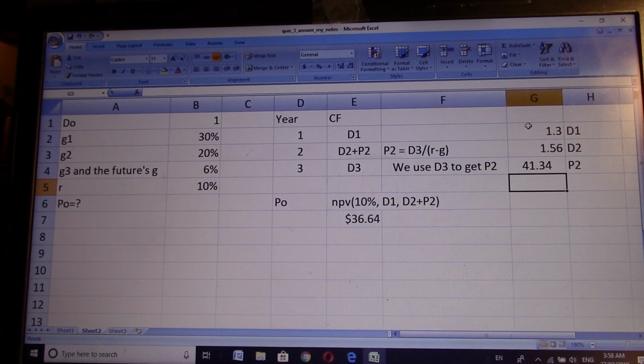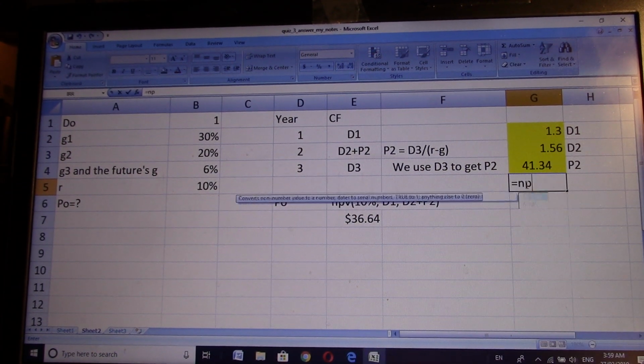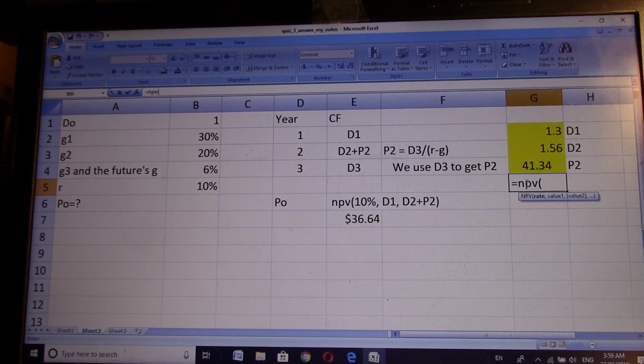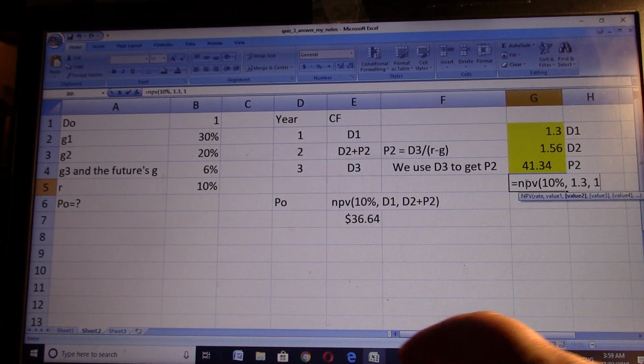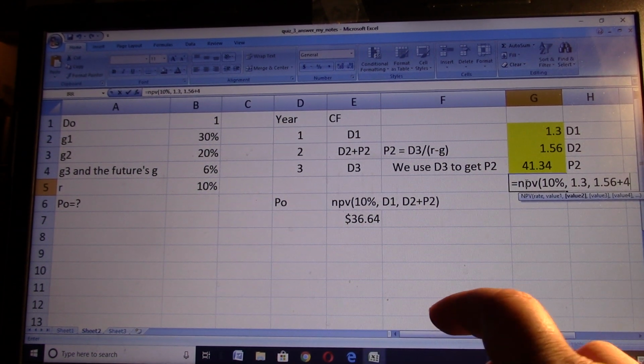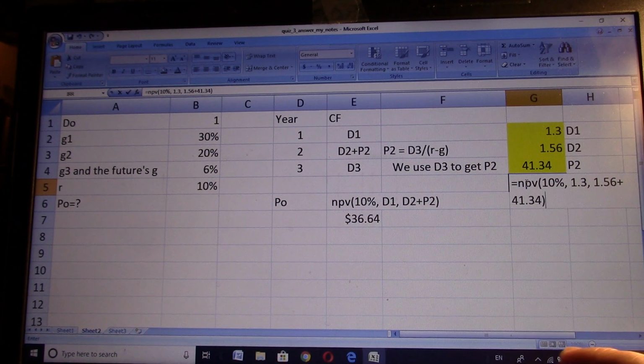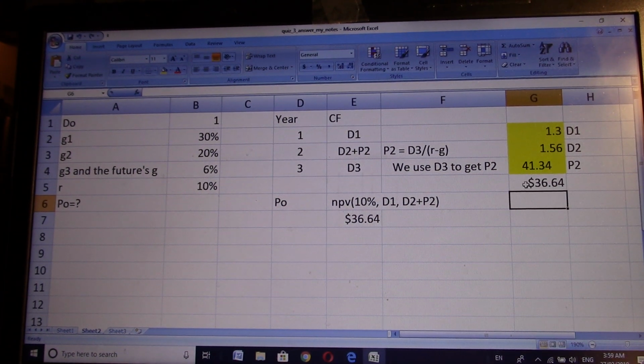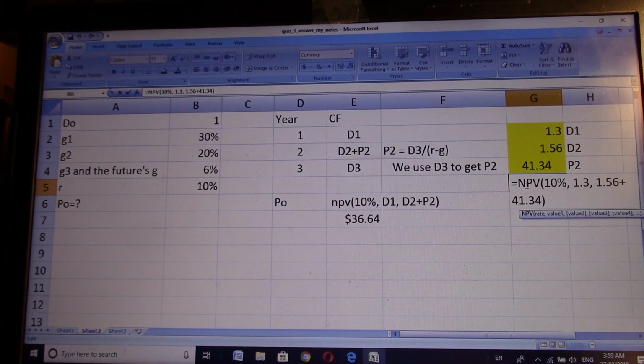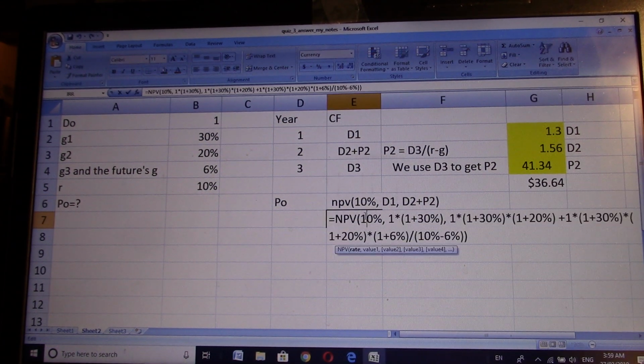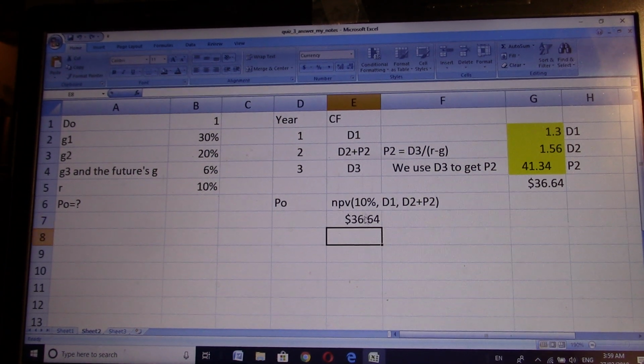So these are what we should be using in the NPV function. If we use the NPV function with the actual numbers, it should be 10%, 1.3, 1.56 plus 41.34, and that's the same answer. This is the input with the actual numbers, and this is the input with the whole equations. Okay, so you got it.